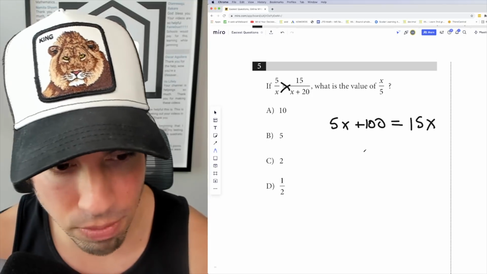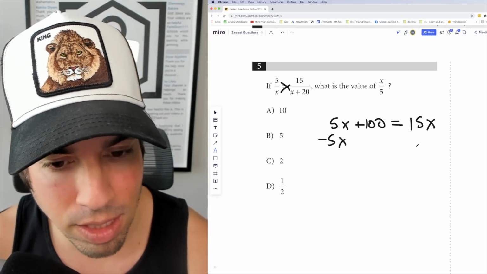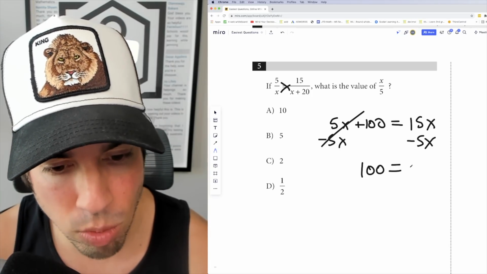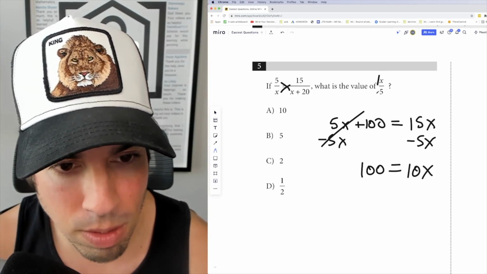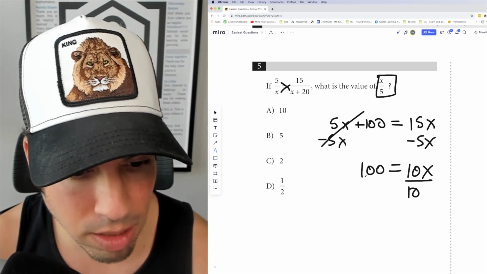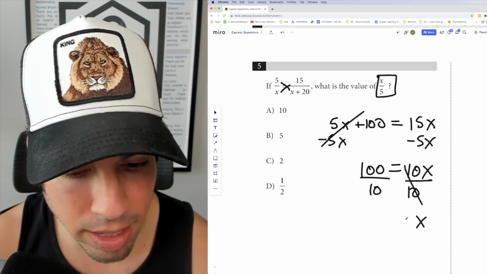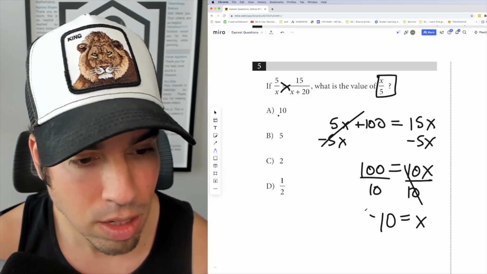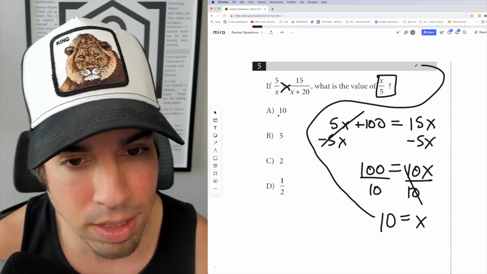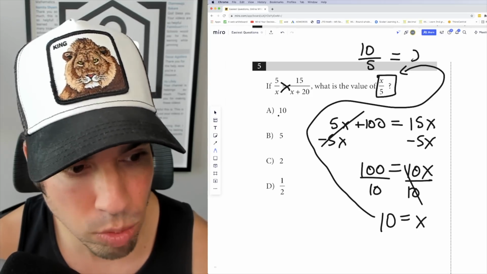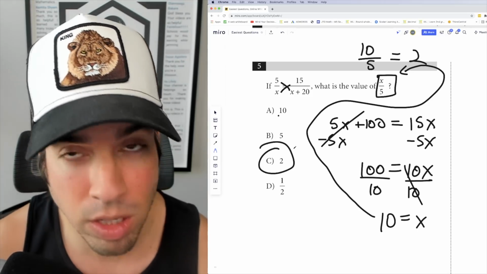Okay, now we're going to solve for x. We're going to subtract 5x to combine like terms. Boom. And we've got 100 equals 10x. And don't forget, we need to box this so we don't forget to plug it back into here. Now I'm going to divide both sides by 10 like so, and x equals 100 divided by 10, which is 10. But don't circle 10. Don't fall for the bait. Plug it back in here. And then we get 10 over 5, which equals 2. C is the winner.